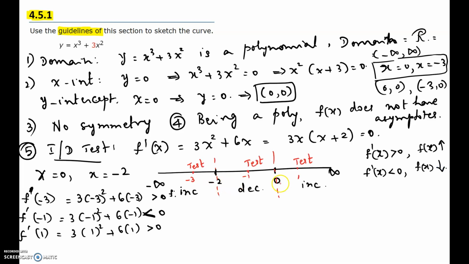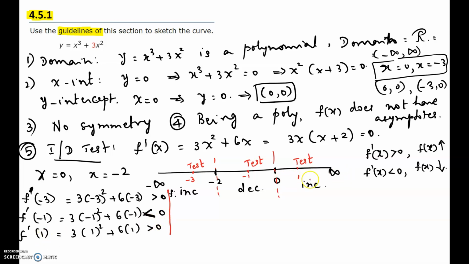So by placing negative 2 and 0, the critical points, on the number line, we divide the number line into three parts: negative infinity to negative 2, negative 2 to 0, and 0 through infinity. In each of these intervals, you take a test point and plug it into f prime. f prime of negative 3, which is in the interval negative infinity to negative 2, is more than 0. And in the interval negative 2 to 0, I took the test point negative 1. If we plug it into f prime, we get less than 0.